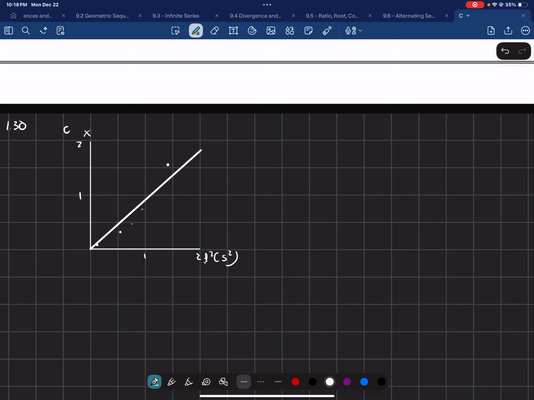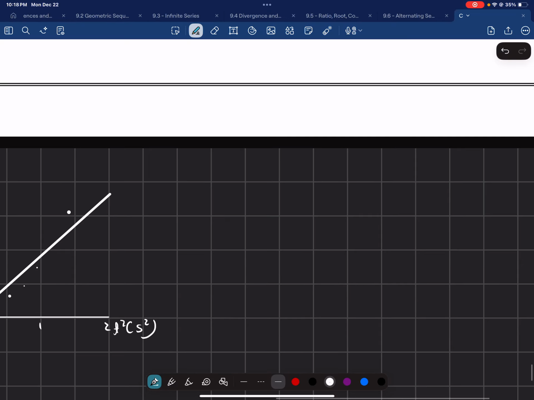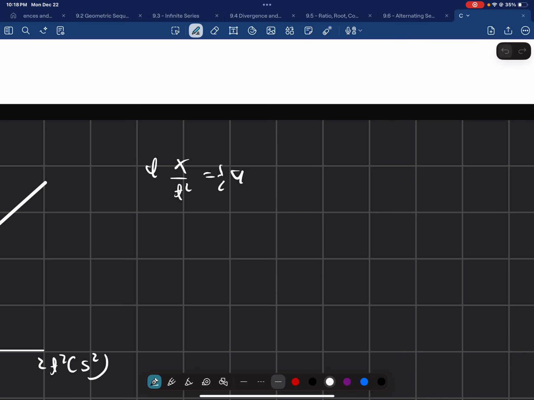For part D, it asks to calculate an experimental value for a. It's just x over t squared is equal to 1/2 a. So we would get 0.9. But since it's 1/2, if we multiply it by 2, a is just equal to plus 1.8 meters per second squared.